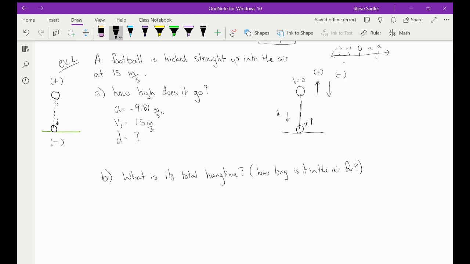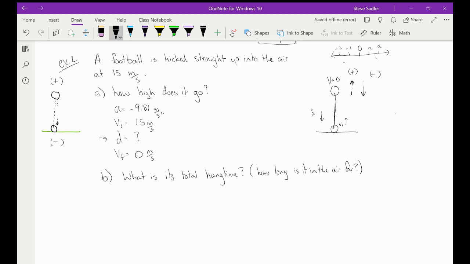0. So what we can do is we can say, well, let's cut this problem in half. Let's not even worry about the last half. Let's just look at its path to the top, because we want to know the displacement to the top. So at the top, the velocity final is 0 meters per second. Hopefully that made sense. I might have over-explained it, but I tend to do that.